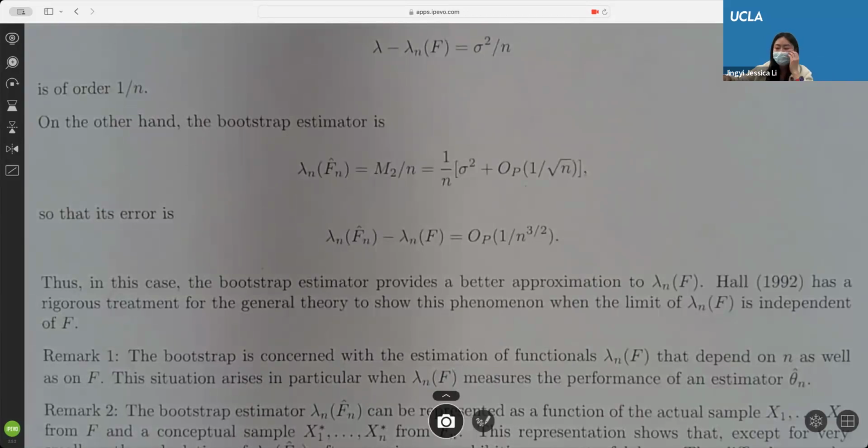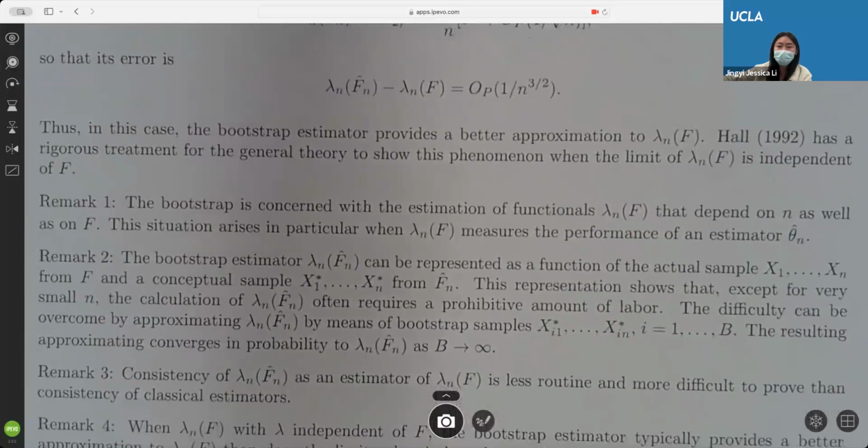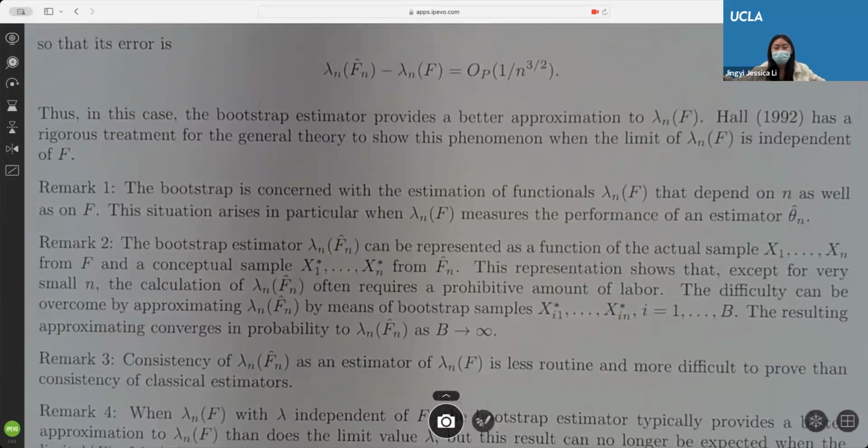Okay, let's look at the remarks. Remark 1. The Bootstrap is concerned with the estimation of functionals lambda_n(F) that depend on n as well as F, while the classical estimator only concerns lambda(F), the limit of lambda_n(F). This situation arises in particular when lambda_n(F) measures the performance of an estimator, okay? Like theta-hat_n.